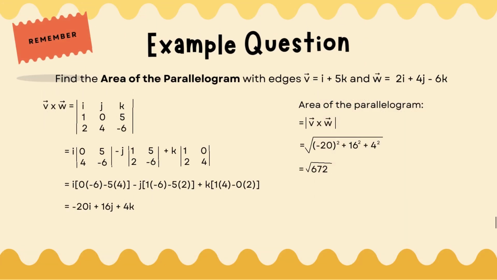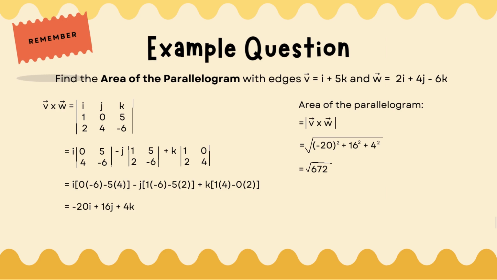41.8. For the last example, the question asks you to find the area of the parallelogram with the edges V equal to i plus 5k and W equal to 2i plus 4j minus 6k. So first, you need to find the cross product between V and W by using the previous formula. So the answer you will get is negative 20i plus 16j plus 4k.